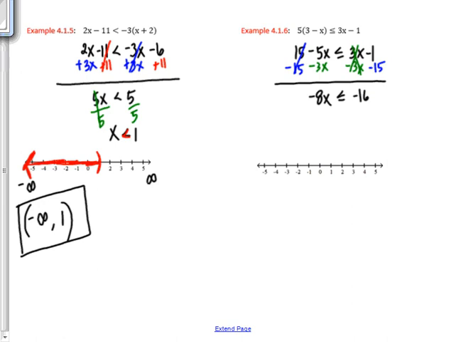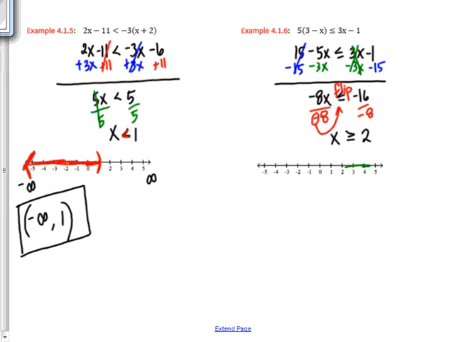Now the only rule that you have to remember, the only thing that makes these different than equations, is if I divide by a negative number, you have to flip the inequality. The only time you flip it is when you divide by a negative number, and so I'll flip it here, and then negative 16 divided by negative 8 is 2.